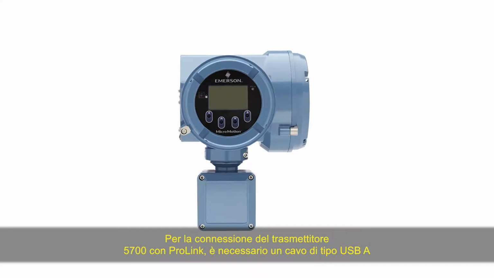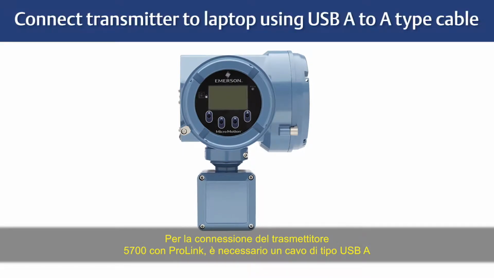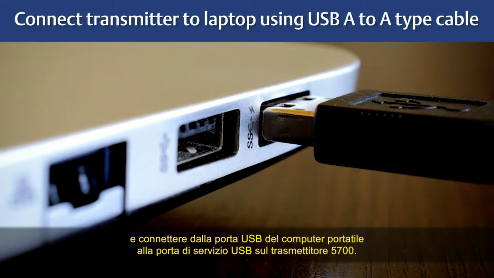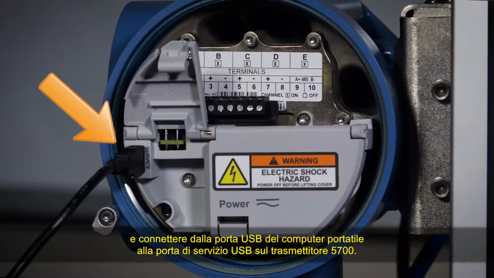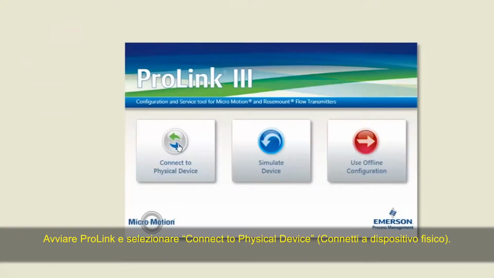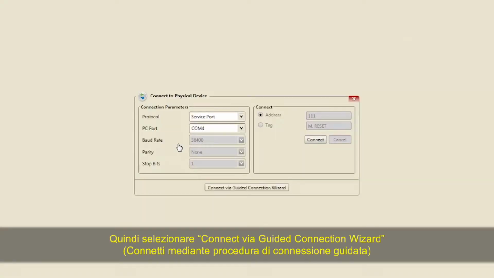Connecting the 5700 transmitter with ProLink, we will need a USB-A type cable and connect from the laptop computer's USB port to the USB service port on the 5700 transmitter. Launch ProLink and select Connect to Physical Device. Then select Connect via Guided Connection Wizard.